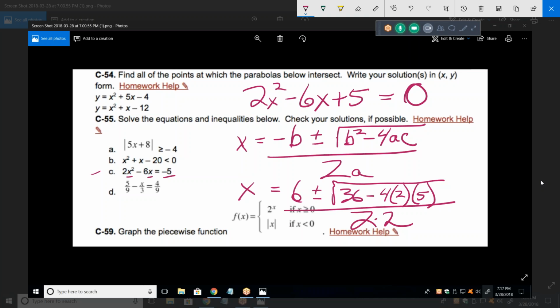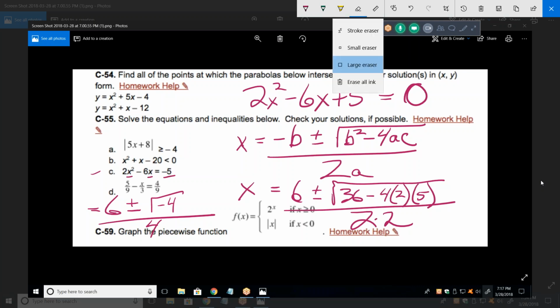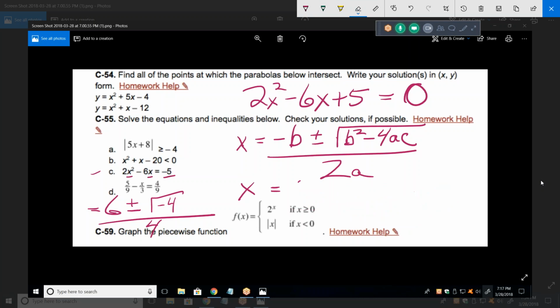All right, so let me write what you said. So x is equal to 6 plus or minus the square root of negative 4, which is an imaginary number, all over 4. Now, can I simplify that? Actually, you can. First of all, let's deal with the radical of negative 4. What is that equal to? You've had imaginary numbers, clearly, otherwise they wouldn't be giving you this problem.